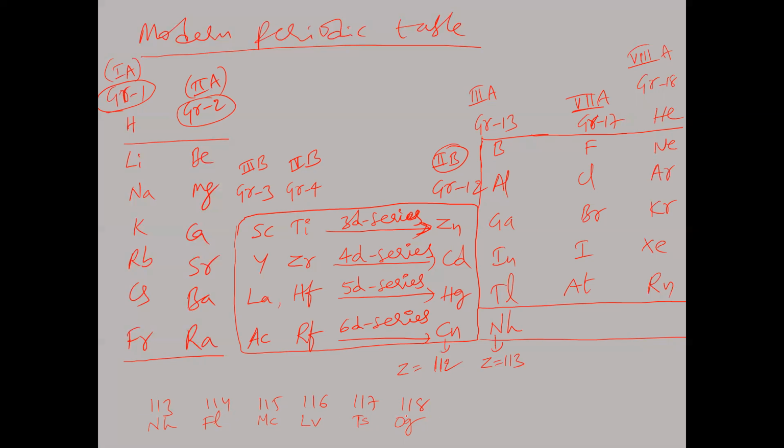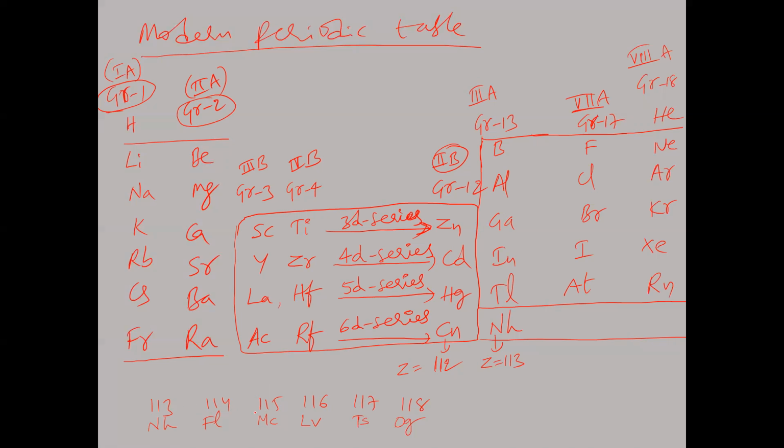So the 118th element belongs to the 18th group, noble gases. The 117th element belongs to the 17th group. The 116th element belongs to the 16th group. The 115th element belongs to the 15th group. 114 belongs to the 14th group. 113 belongs to the 13th group. 112 belongs to the 12th group. 111 belongs to the 11th group. Like this, you remember. Okay, ma?